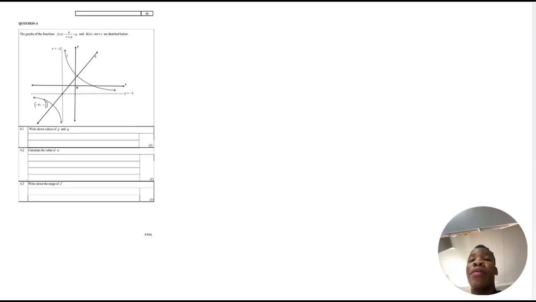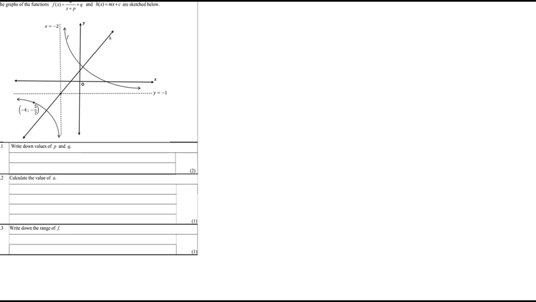Question 4.1. The graph of the function f of x is equal to a over x plus p, plus q, and the graph of h of x is equal to mx plus c, as sketched below. Write down the values of P and Q. So now, the value for P, remember, is the vertical asymptote. We are given the graph. They want the value for P and Q.